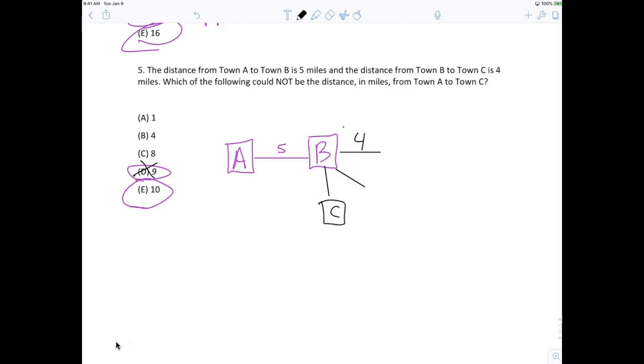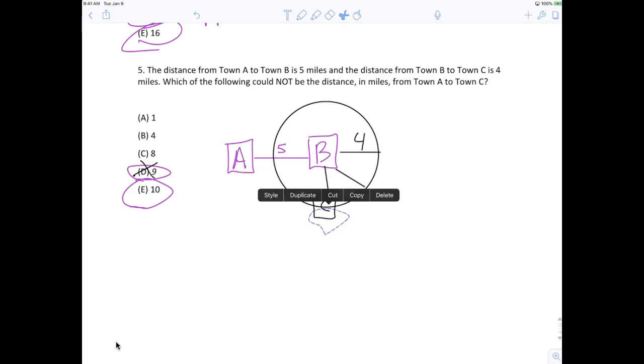All right. So here we go. Watch this. So these are all 4 units away from B. So I can put C where? Anywhere on that circle, and I will be exactly how far from B? 4. I'll be exactly 4. Is everybody with me? So what's the furthest possible distance I can be from A? What's the absolute farthest? It would be 9. What's the absolute closest I can get to A? 1. Right? Because if I put C right there, I would be one mile from A.